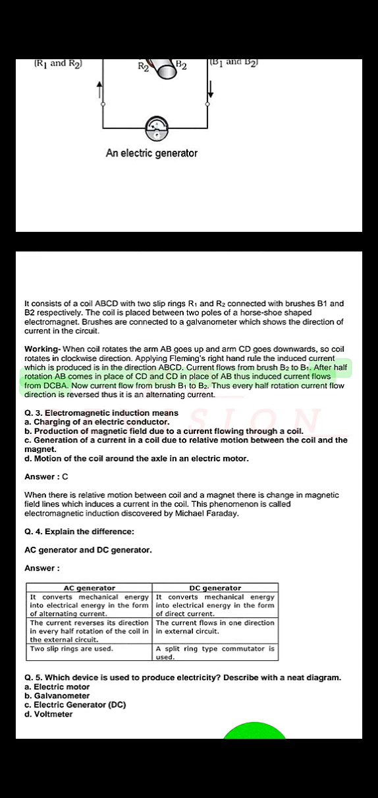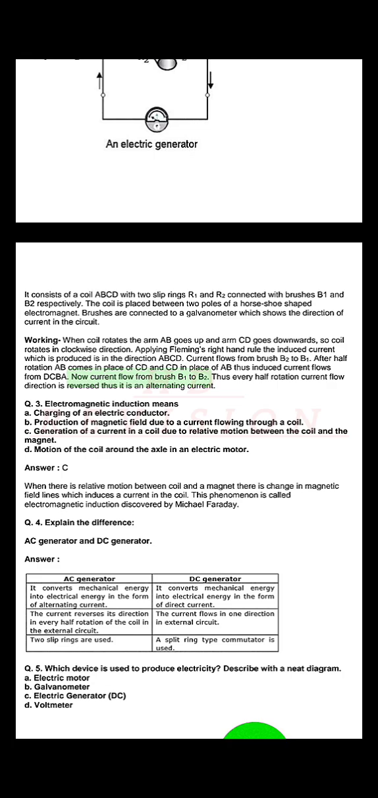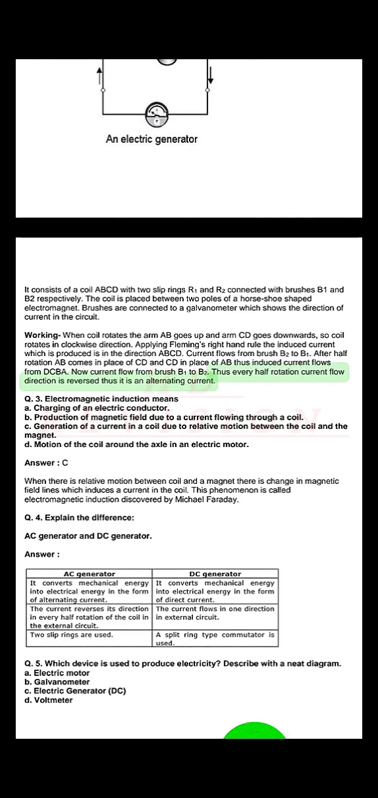After half rotation, AB comes in place of CD and CD in place of AB, thus induced current flows from DCBA. Now current flows from brush 1. Thus every half rotation the current flow direction is reversed, thus it is an alternating current.